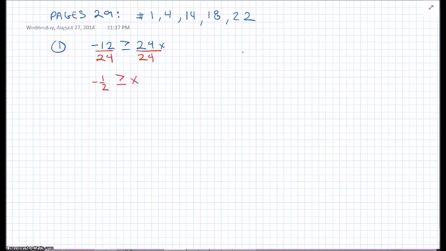So it says graph the inequality, so we need a number line. I'm going to mark negative 1/2. It's reading from the variable over: x is less than or equal to negative 1/2. So it's a solid circle because there's an equals, and it's less than, so it's to the left.